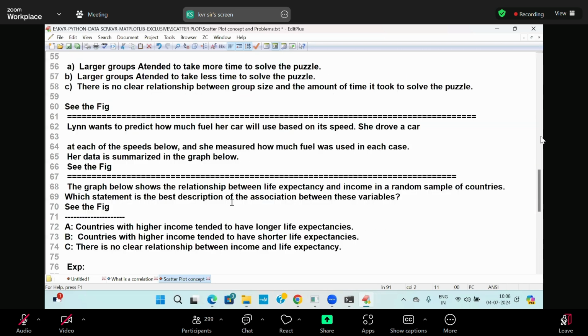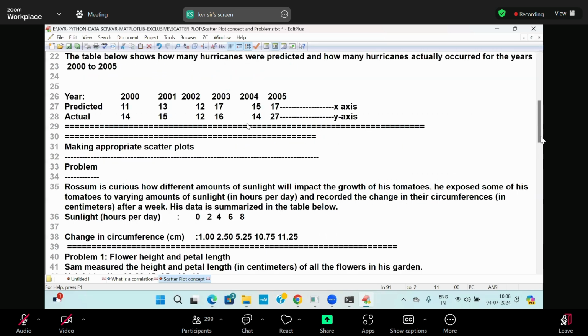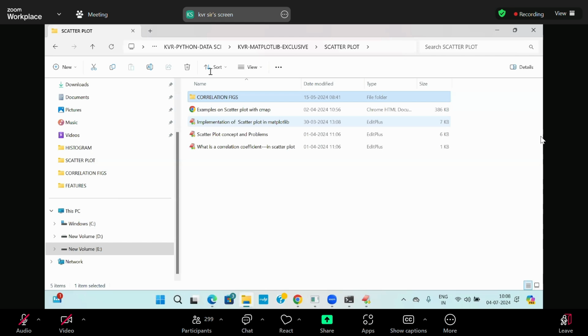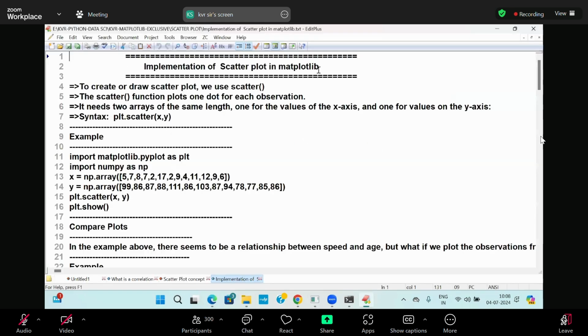Remember this kind of thing. So go to this place now. I'm going to talk about the implementation of scatter plot. Implementation of scatter plot in Matplotlib: to draw the scatter plot, we use the scatter function. The scatter function plots one dot for each observation. Observation means an X value and a Y value, one dot. If I put it, that is called one observation: X coordinate, Y coordinate.